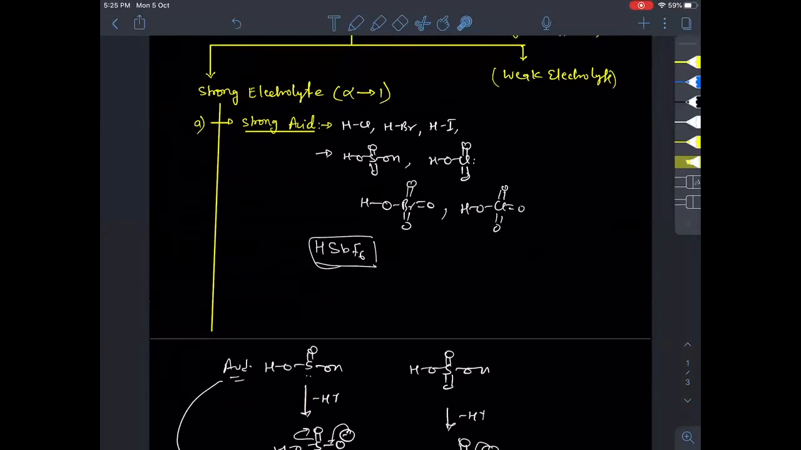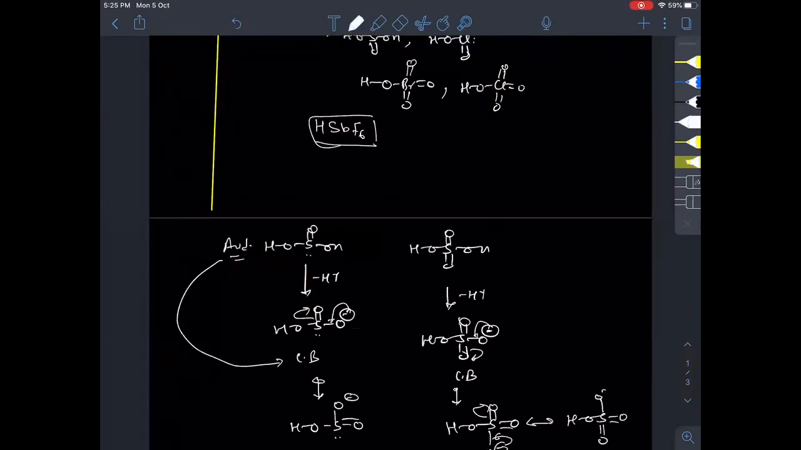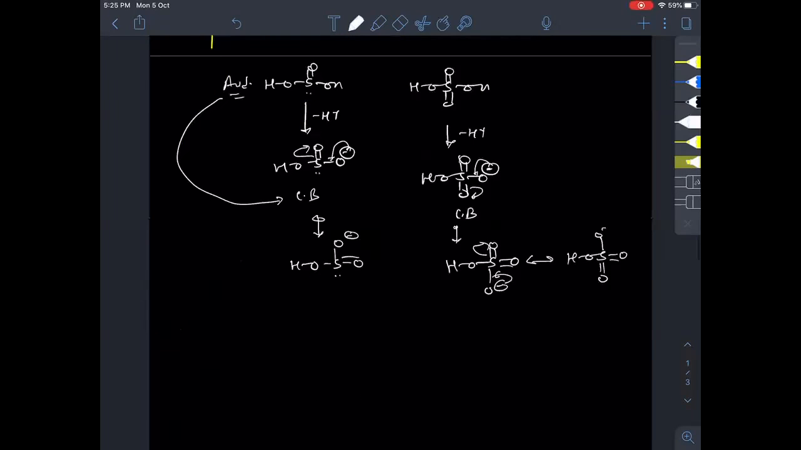Now coming to strong electrolytes only, let us discuss something about bases as well. So do we have strong bases also? Yes, we have. So we have strong bases also.